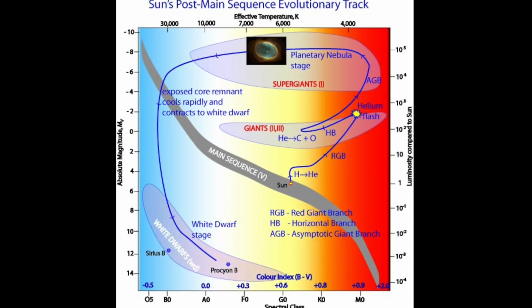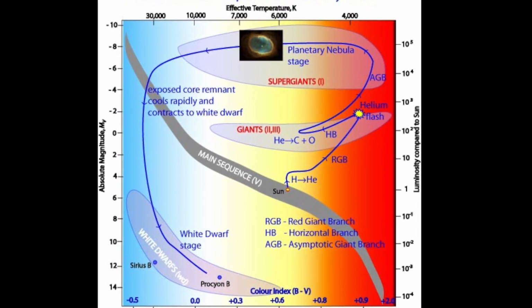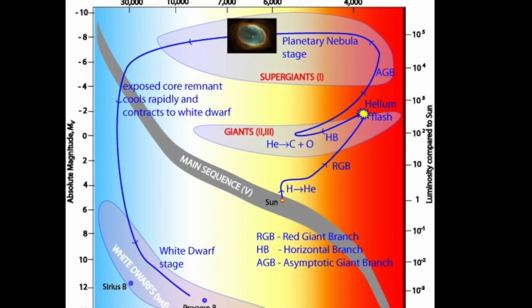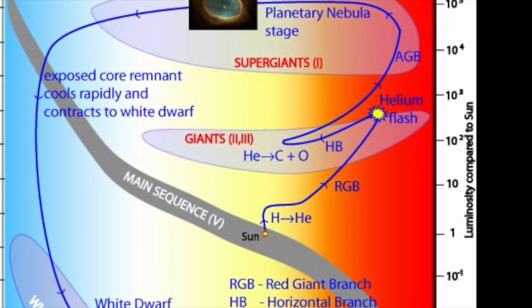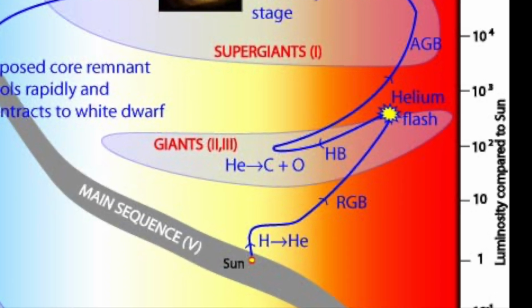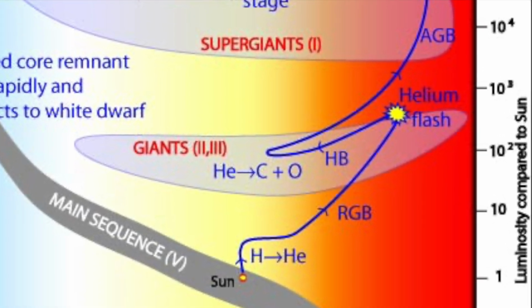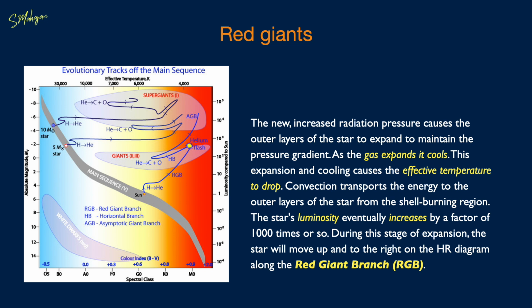The new increased radiation pressure actually causes the outer layers of the star to expand to maintain the pressure gradient. As the gas expands, it cools, just as a spray can feels colder after use as the gas has been released. This expansion and cooling causes the effective temperature to drop. Convection transports the energy to the outer layers of the star from the shell burning region. The star's luminosity eventually increases by a factor of 1,000 times or so.